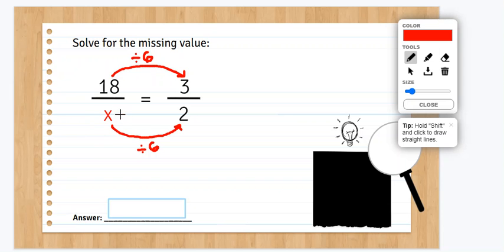I know that my answer has to be 12. If I have 12 and I divide that value by 6, I get 2. So x is equal to 12.